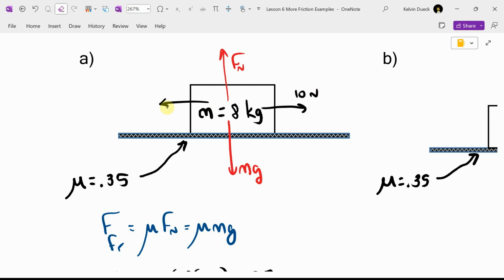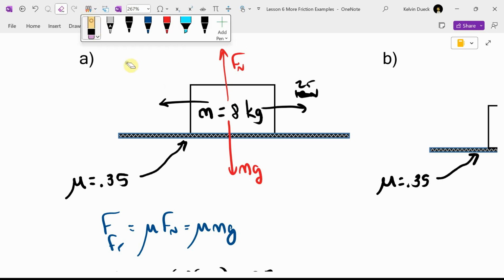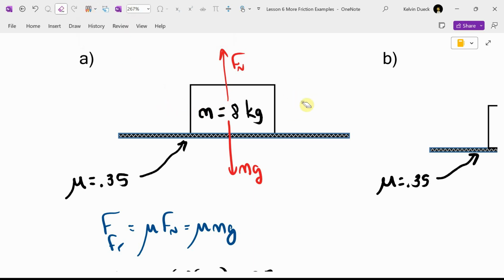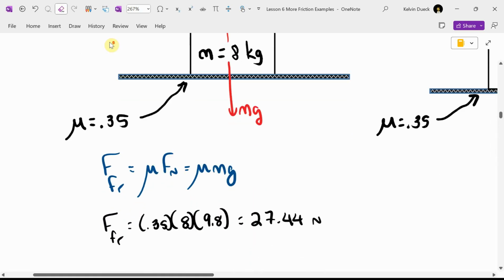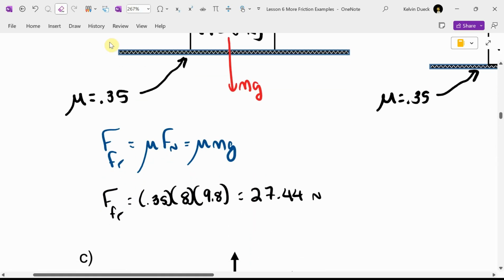How big must friction be in that direction? Not 27.4, 10. What if you pull this way with 25 newtons? How big is friction pointing this way? 25. How hard do you need to pull to get this to start to move in the first place? If you want to get this to start to accelerate, how hard do you need to pull?